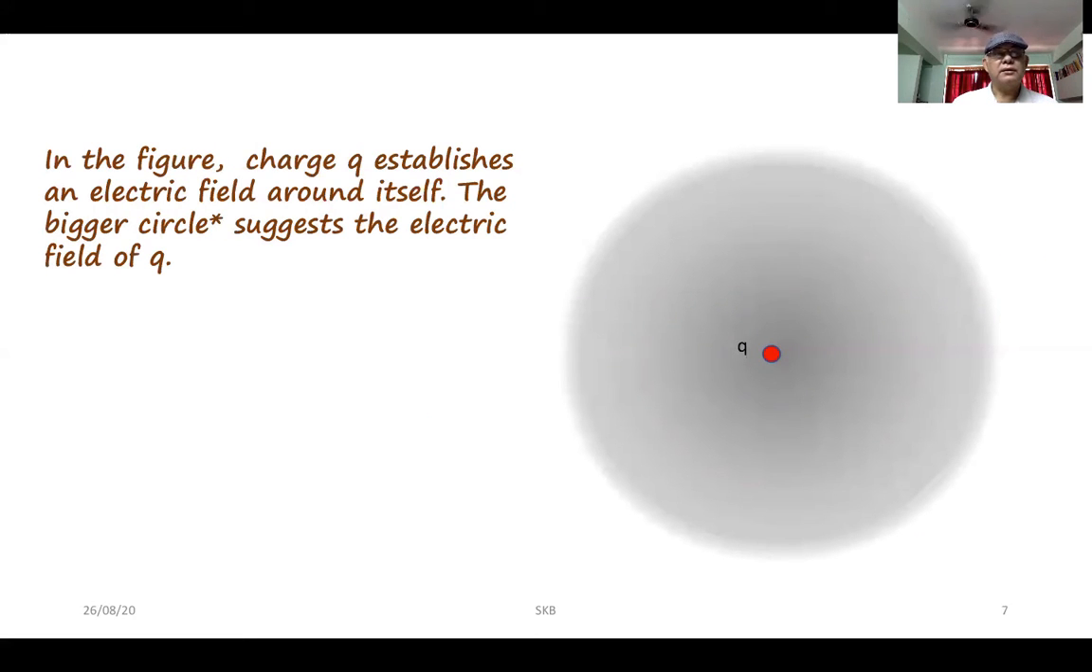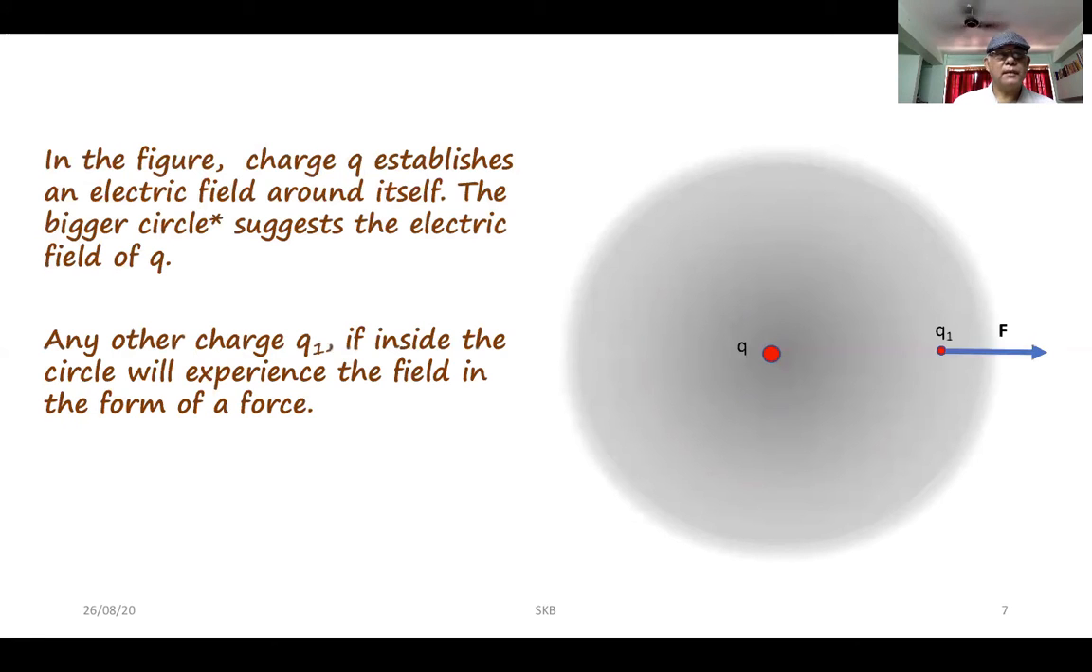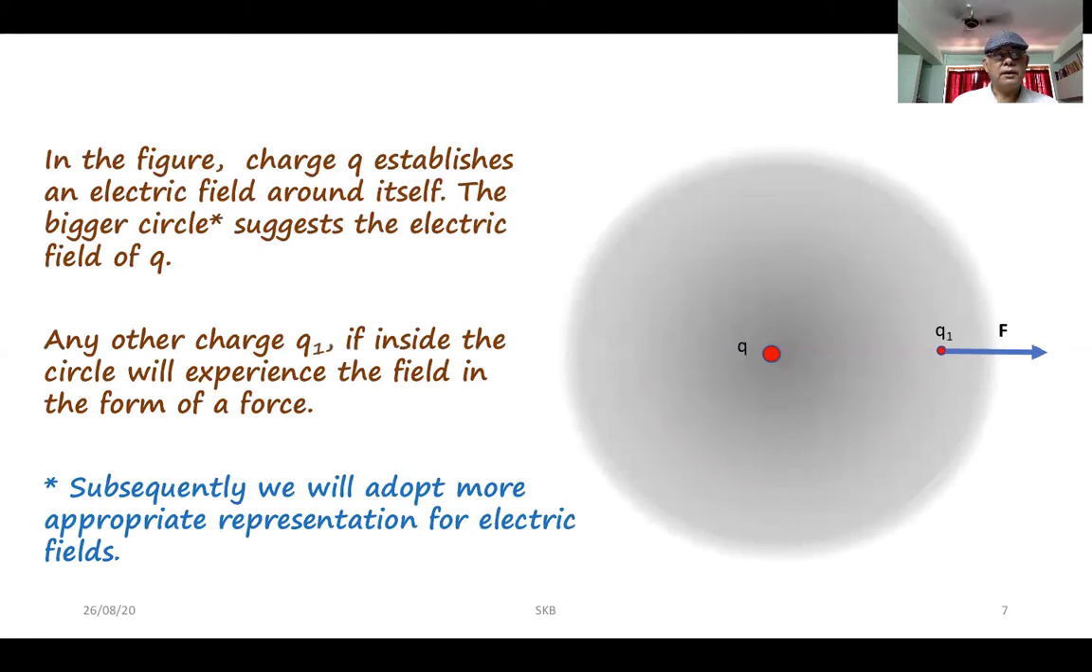In the figure, charge Q establishes an electric field around itself. The bigger circle suggests the electric field of Q. Any other charge Q1, if inside the circle, will experience the field in the form of a force. Regarding the asterisks, subsequently we'll adopt more appropriate representation for electric fields.